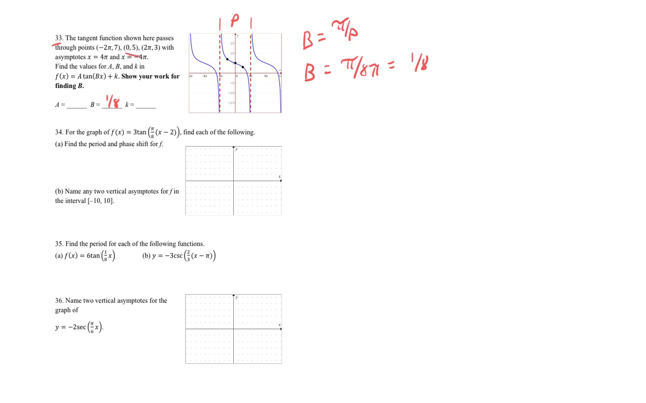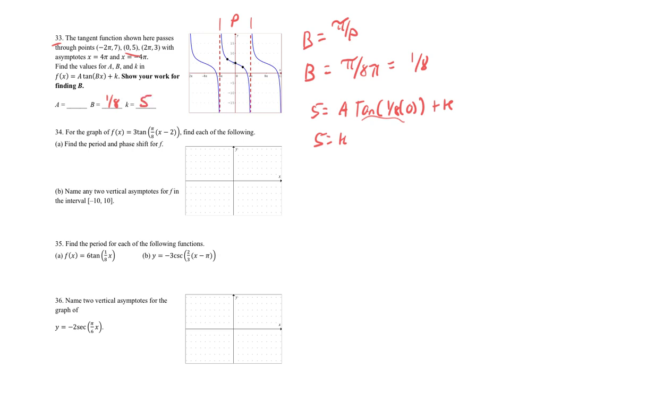We also know this point (0, 5), that seems like it would give us some good information. So when we plug that in, we get 5 is equal to, we still don't know the amplitude yet, tangent of 1/8 times 0 plus our k value. Well, that means it's tan of 0, which is 0. So we get 5 is equal to k.